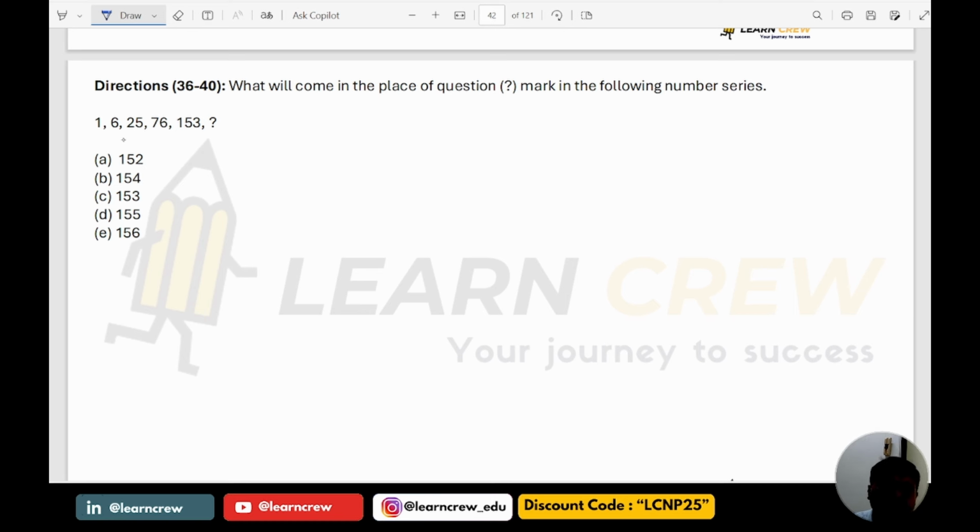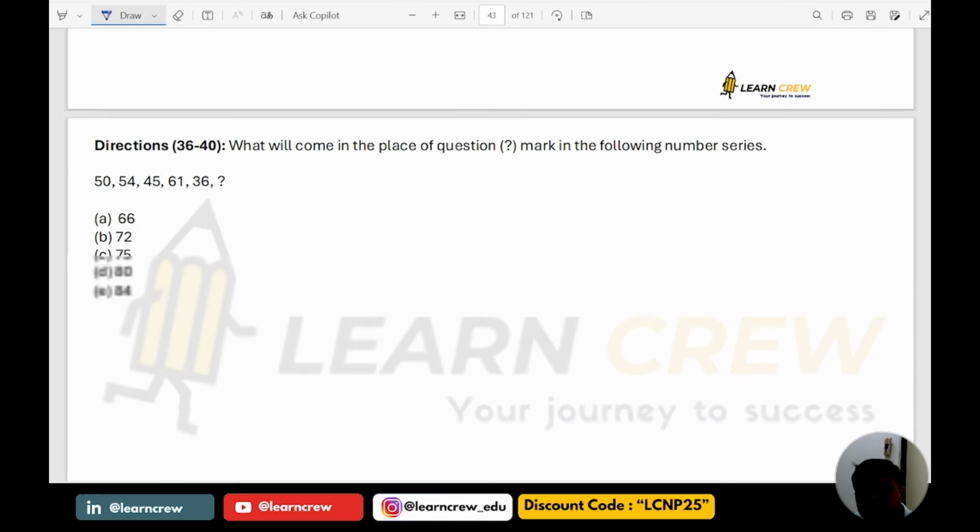So definitely it is an increasing series. 76 into 2, 152 plus 1. 25 into 3, 75 plus 1. 6 into 4, 24 plus 1. 1 into 5 plus 1. So into 5, into 4, into 3, into 2. Next into 1 plus 1. 153 into 1, 153 plus 1, 154. 154 is the answer.